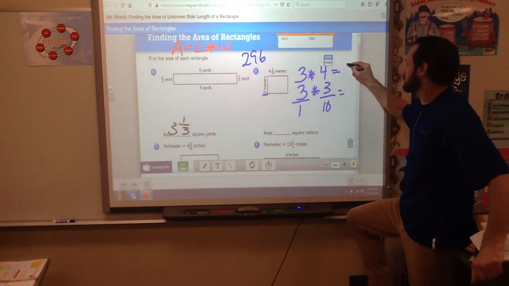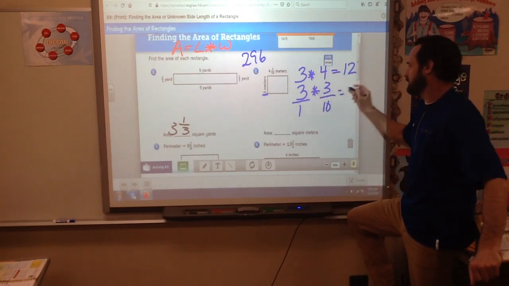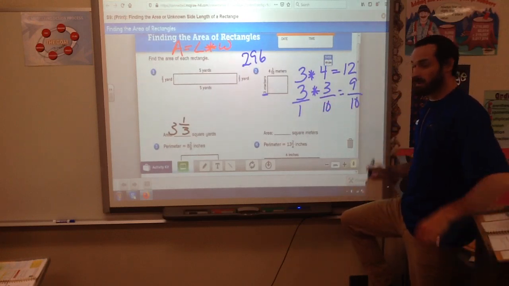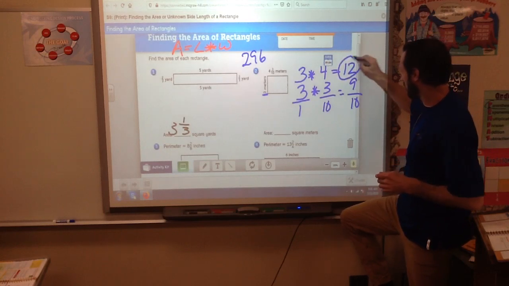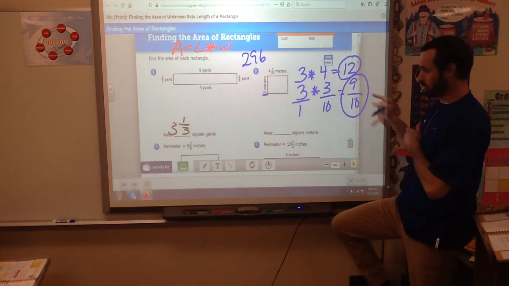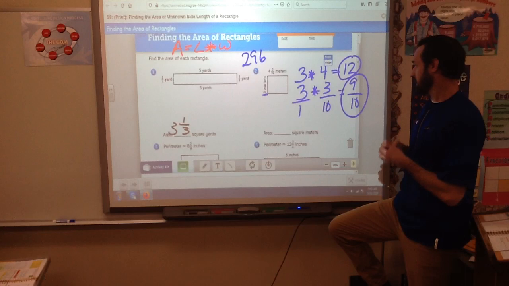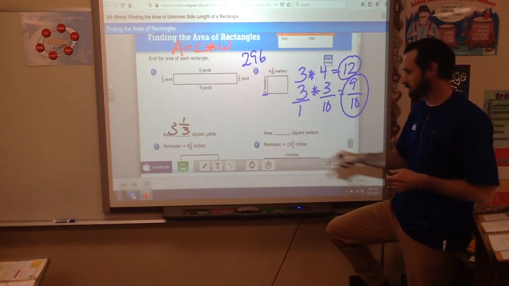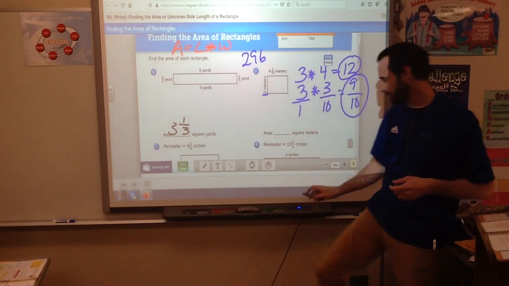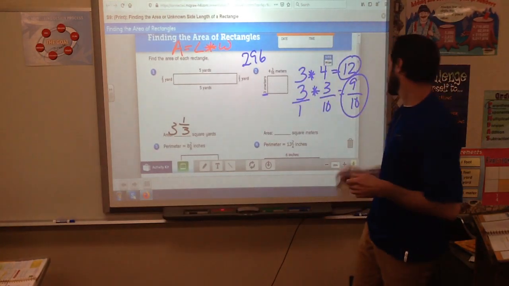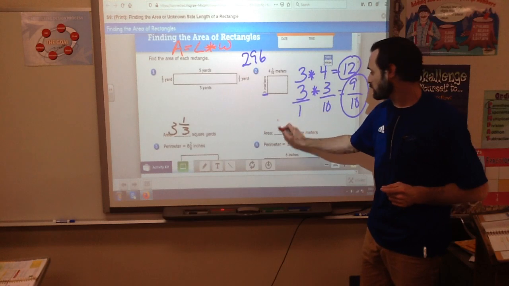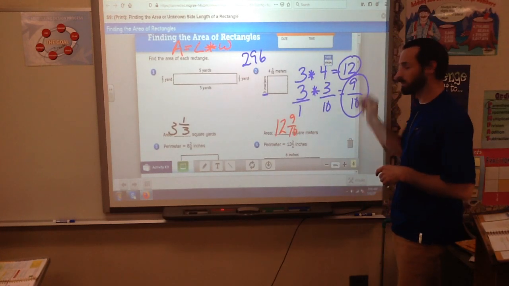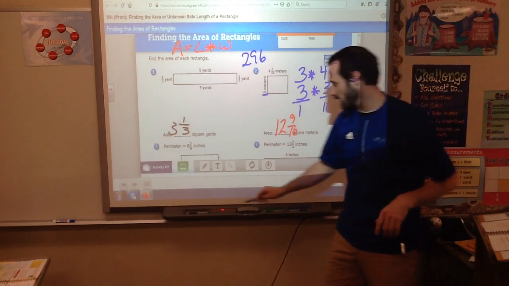3 times 4 is 12. And 3 times 3 is 9. 1 times 10 is 10. The beauty of this is we have a 12 and we have a 9/10. We don't have to do anything with that 9/10 because it's not an improper fraction. We just need to add them. 12 plus 9/10. Write your answer. Hopefully that was enough time, or you paused me, and you should have had 12 and 9/10, because 12 plus 9/10 is 12 and 9/10.